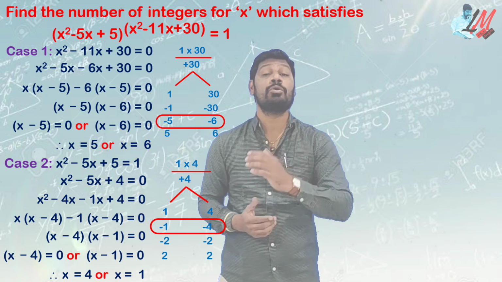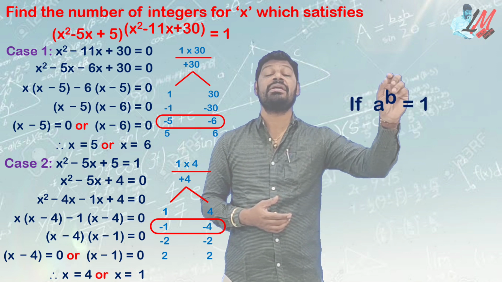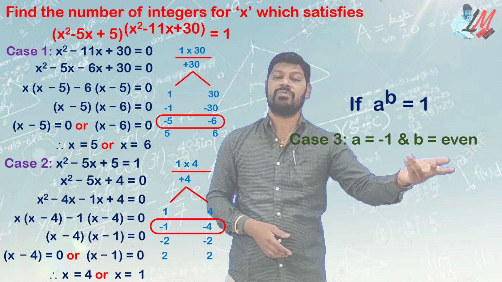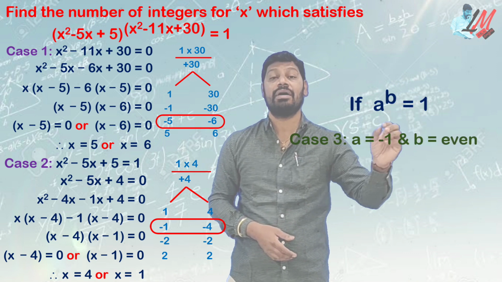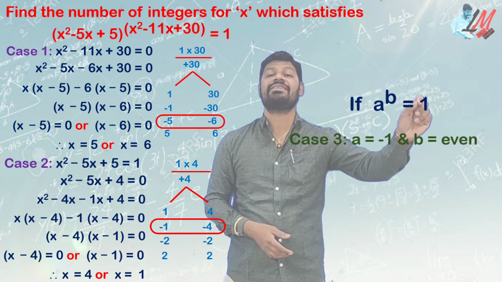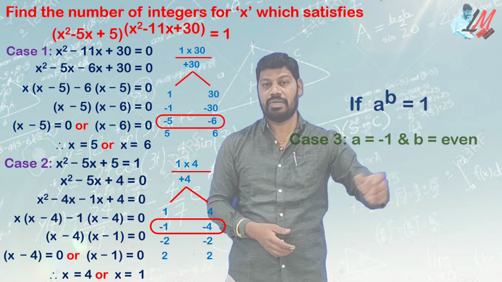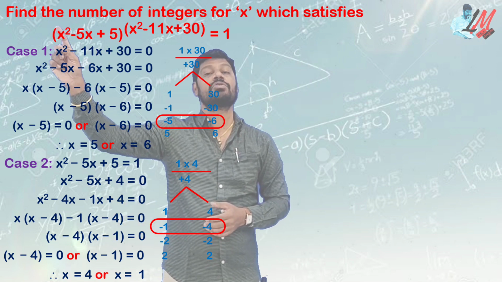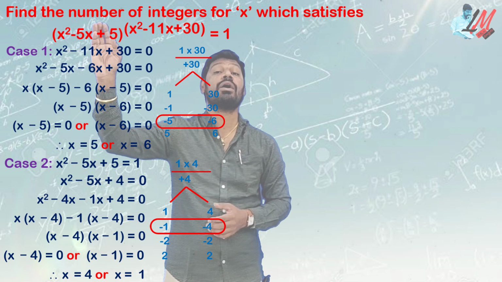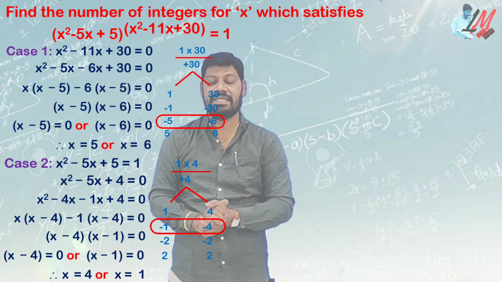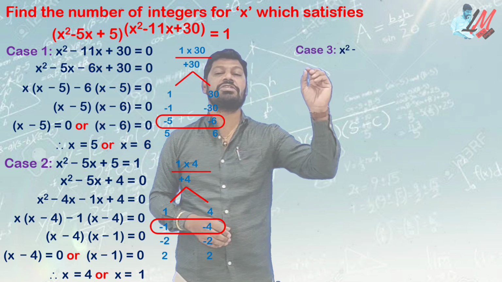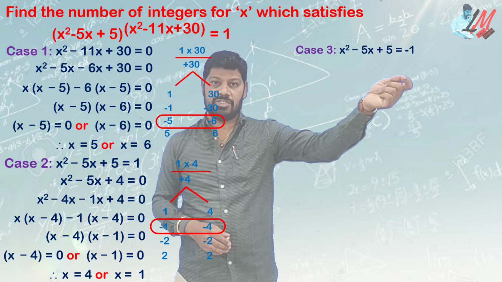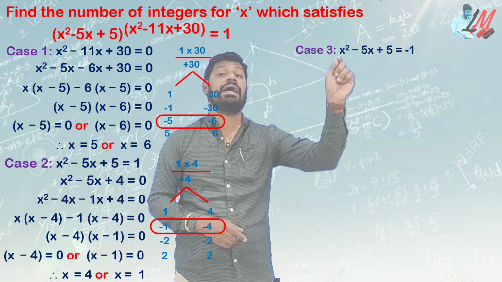And I said there is one more possibility when a to the power b equals 1. Just observe carefully, the a value may be minus 1 and the b value may be an even number. When minus 1 to the power of an even number, definitely we are going to get plus 1. So in that case, consider case 3, whatever the given equation is, (x² − 5x + 5) to the power of (x² − 11x + 30). In that one, consider x² − 5x + 5 equal to minus 1. Here we took plus 1, but here minus 1.